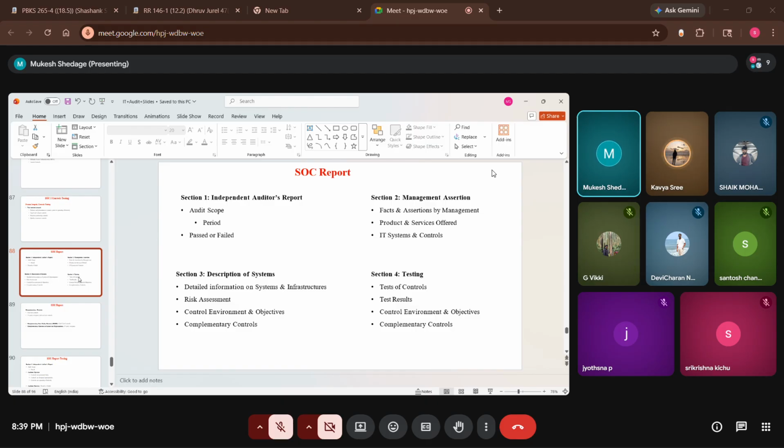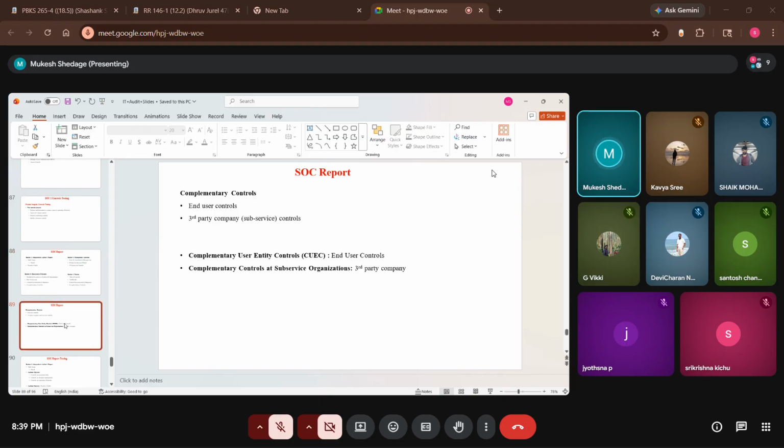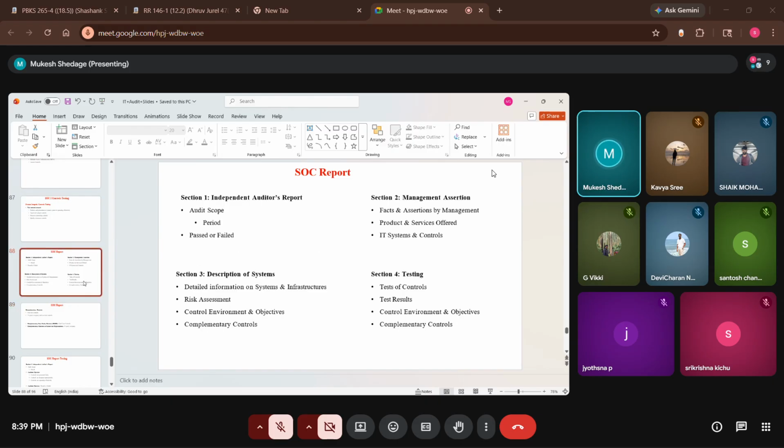Nothing else. Okay, fine. Now, always remember, when you do SOC control testing, you need to prepare a report. Apart from the work report, there is a separate report called the SOC report. In this SOC report, we have sections, five sections basically.